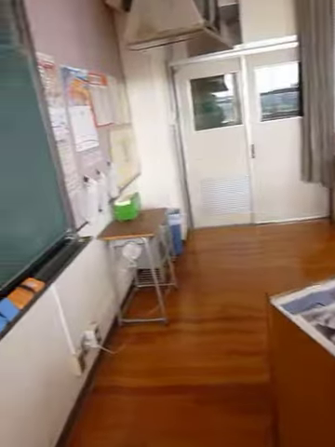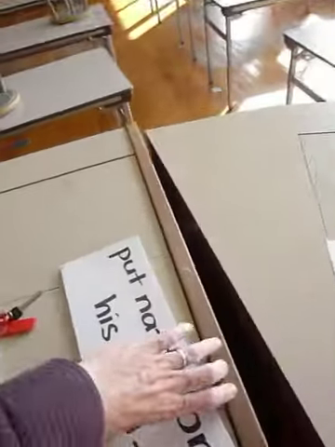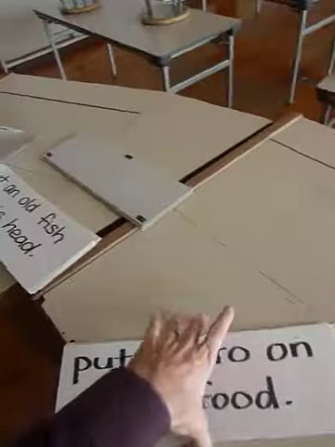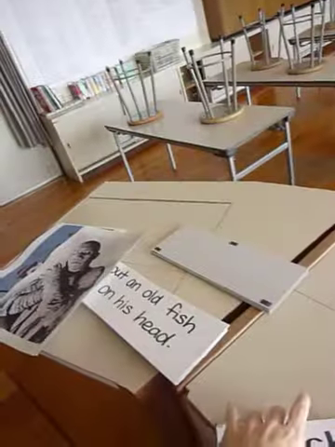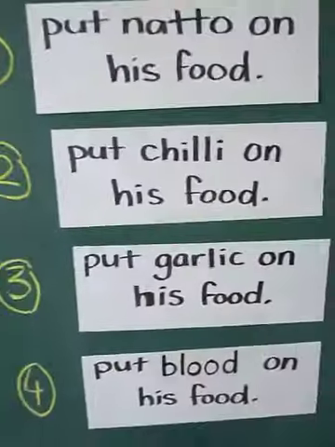Then we have the quiz, and the quiz is exactly the same as I showed in the last video. I didn't change that at all. You have to, 4 choices: put natto on his food, put chili on his food, put garlic on his food, put blood on his food.